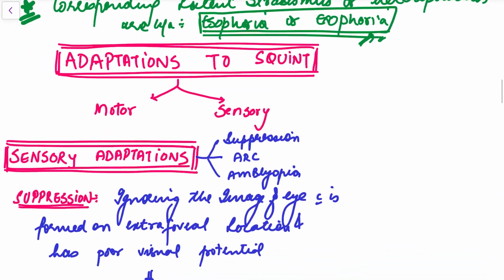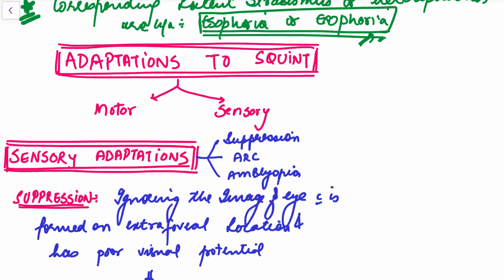Now there are adaptations to squint. For example, if there is a small amount of deviation, the eye will try to compensate for it so that there are minimum squint symptoms like diplopia or decrease in vision. As the human body has a compensatory mechanism, the eye also tries to compensate for the squint, or we can say it tries to adapt to the squint.